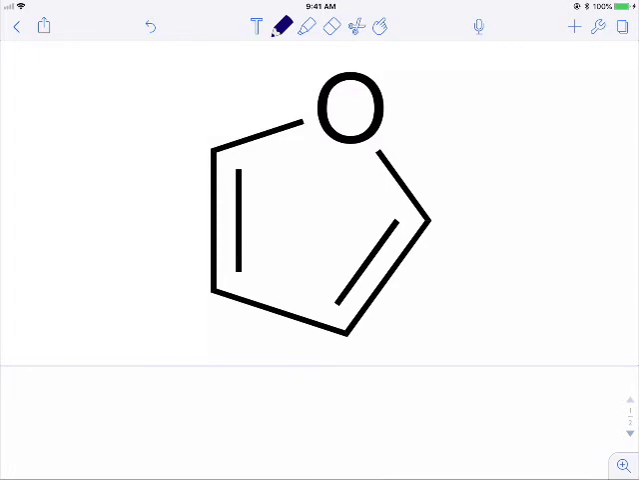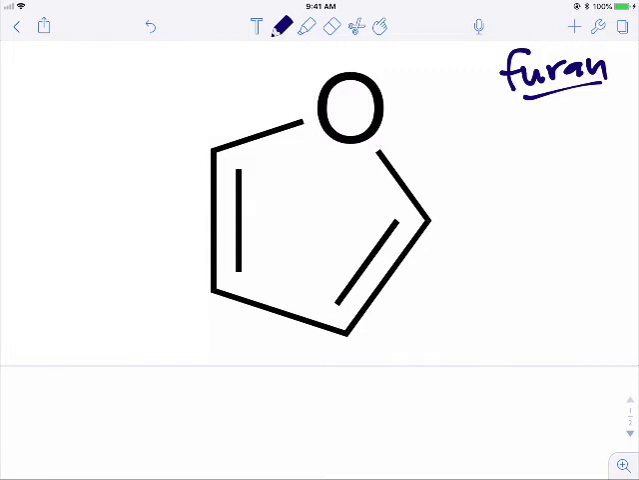The first requirement, remember, that we need is that we have a cyclic, fully conjugated system. Well, we definitely have a cyclic system. This is a 5-membered ring where 4 of those are carbons and 1 of them is an oxygen. Again, this is called furan. So let's go through and identify the hybridization of all of these atoms.